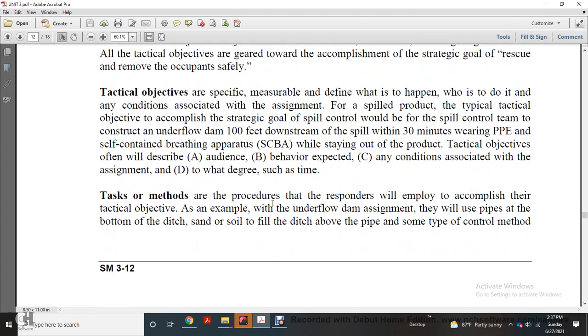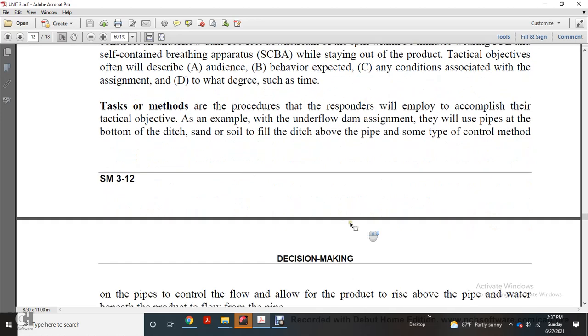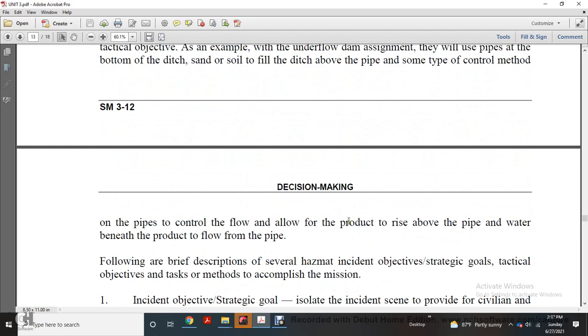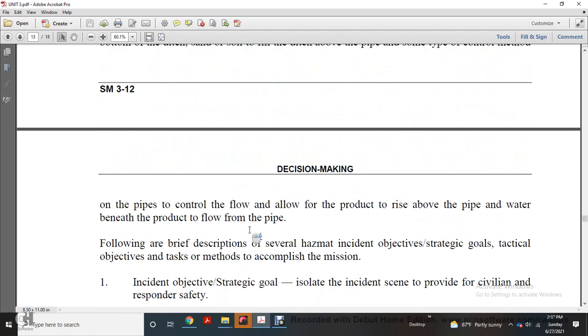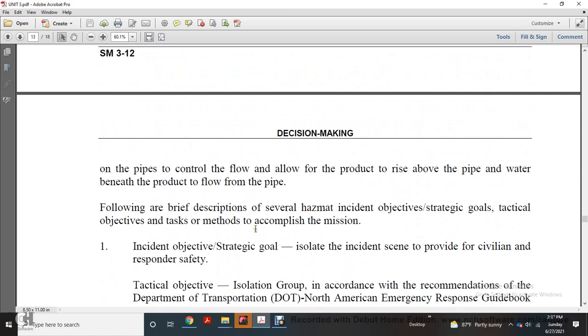A task method is the procedure used to accomplish the tactical objective. For example, to build the underflow dam, they will use pipes out of the bottom of the ditch and sand and soil to fill the ditch above the pipe, some type of control method. The pipes control the flow, allowing the product to rise above the pipe and the water beneath the product to flow over the pipe.